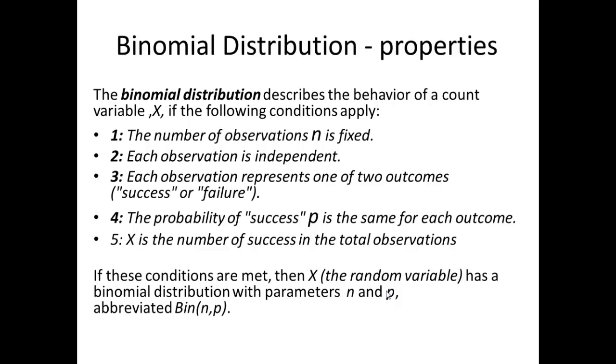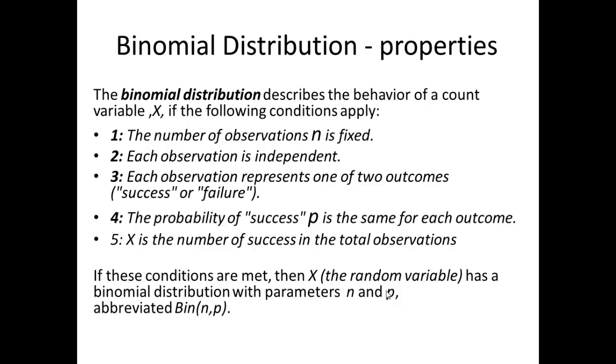Each observation has to be independent, having no influence on the other. Each observation represents either one of two outcomes, either a success, which is what we're interested in, or a failure. So either you're interested in our candidate and you would vote for them, or not. Either you're wearing a red shirt, or not.